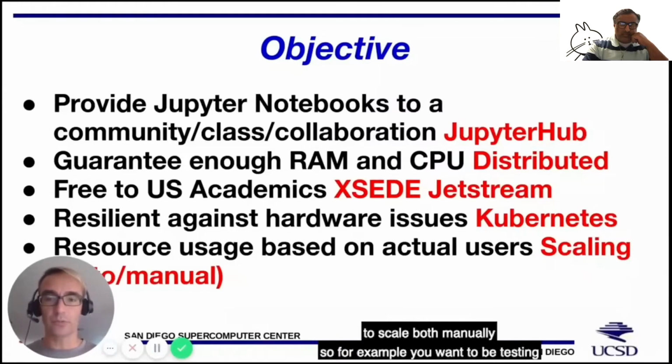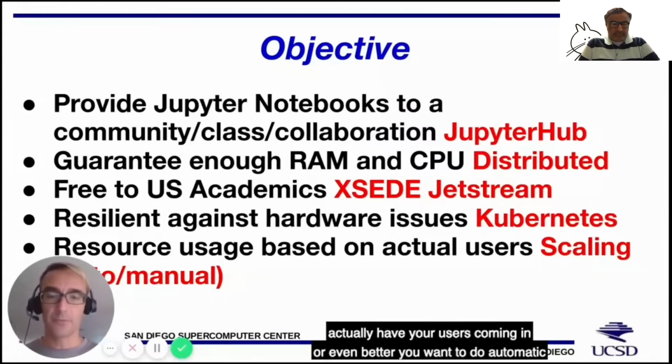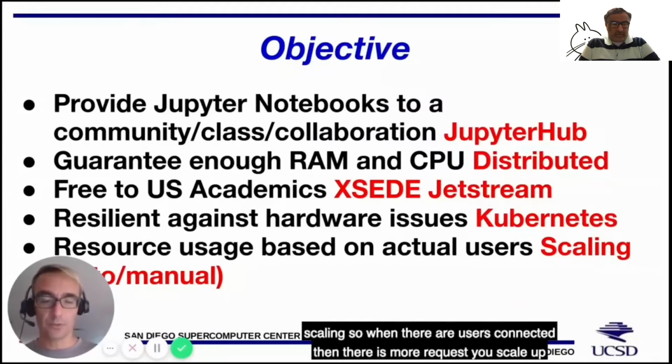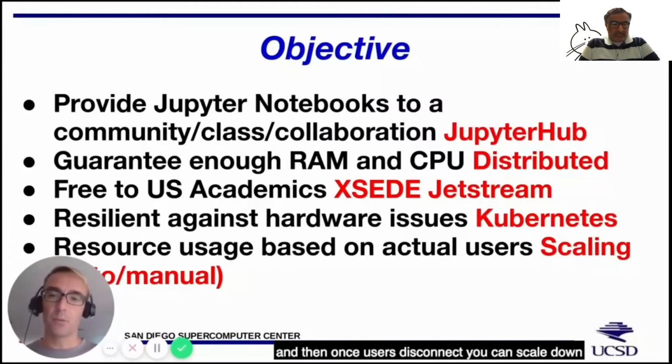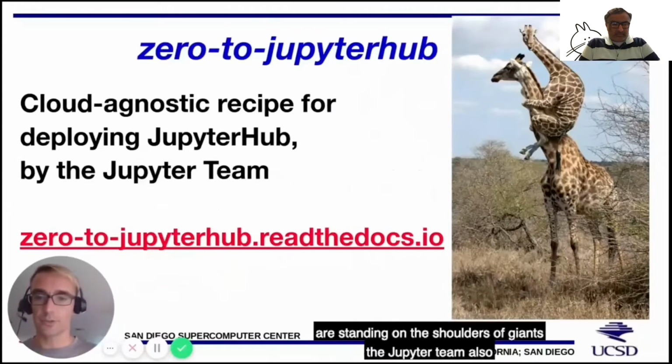So we want to be able to scale both manually. So for example, you want to be testing your deployment with very few instances and then scale up when you actually have your users coming in. Or even better, you want to do automatic scaling. So when there are users connected, then there are more requests, you scale up, and then once users disconnect, you can scale down. And fortunately, to achieve all of this, we are standing on the shoulders of giants.